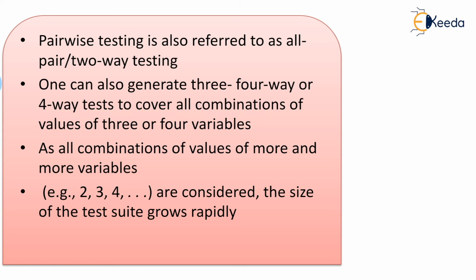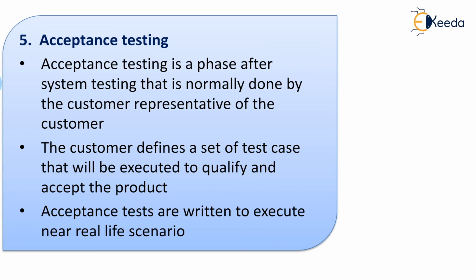Like you can use two-way, with input and output. You can use inputs like three or four variables. So this is a combination of values of two or more variables. For example, with 2, 3, 4 variables, consider that the size of the test suite grows rapidly.